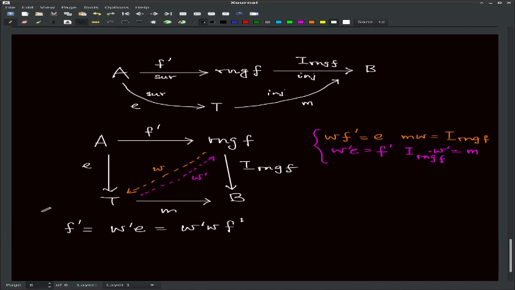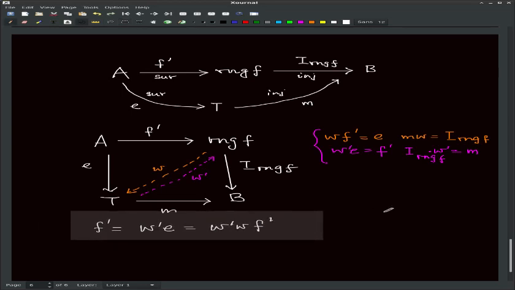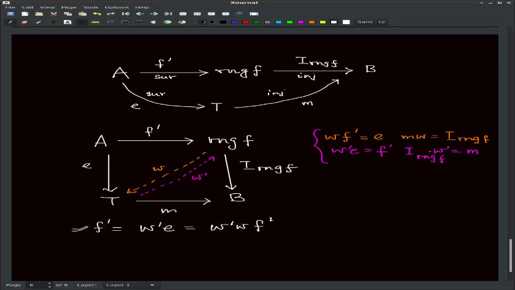Similarly, but I can extend this equation a little more. F prime is also equal to the identity map of this composed F prime. And remember, F prime was surjective, so it's right cancelable. So W prime W is equal to the identity of the range. So it turns out this.